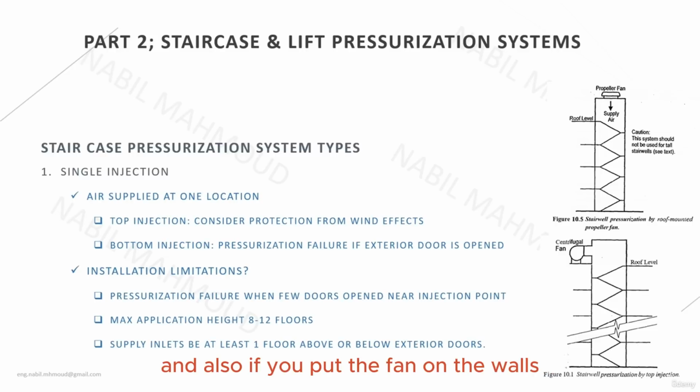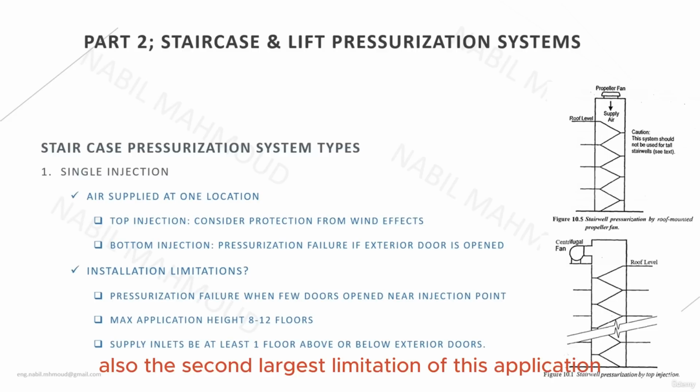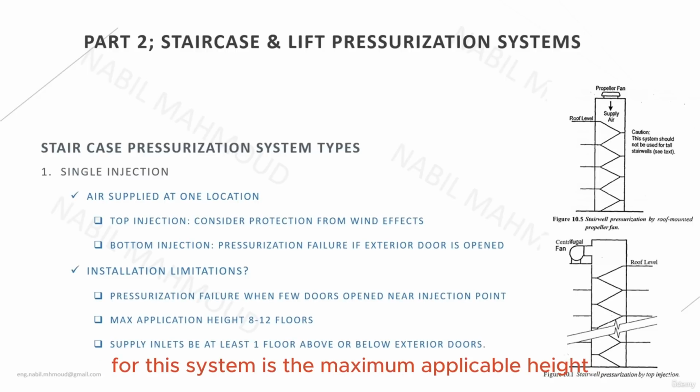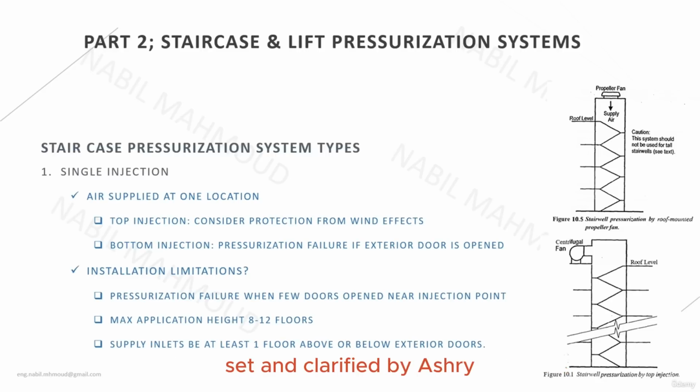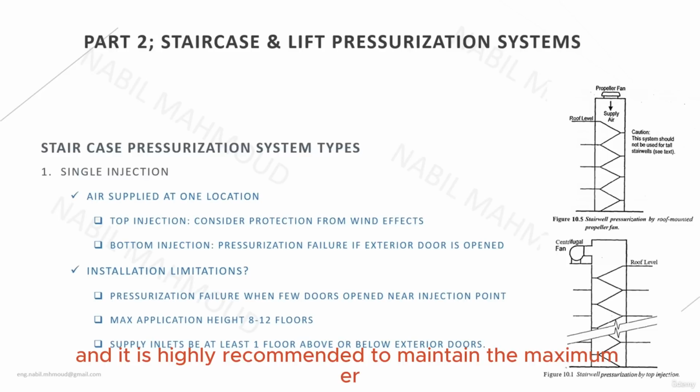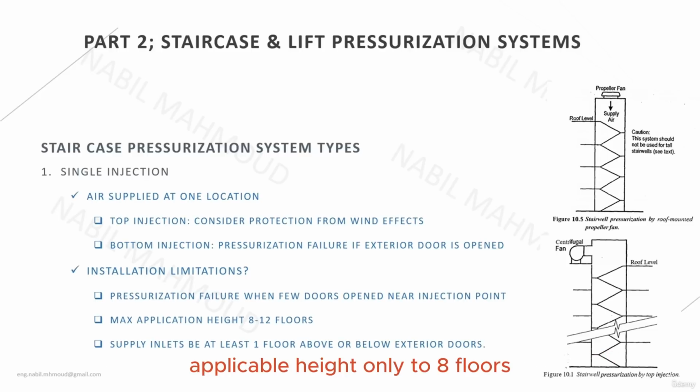And also, if you put the fan on the walls in the middle of the staircase, and in the case of opening a few doors at the middle floors, you will suffer from the same result. Also, the second largest limitation of this application for this system is the maximum applicable height. Maximum applicable height for this system is set and clarified by ASHRAE to be in the range of 8 up to 12 floors, and it is highly recommended to maintain the maximum applicable height only to 8 floors. This will provide you a partial protection against the undesirable other limitations.